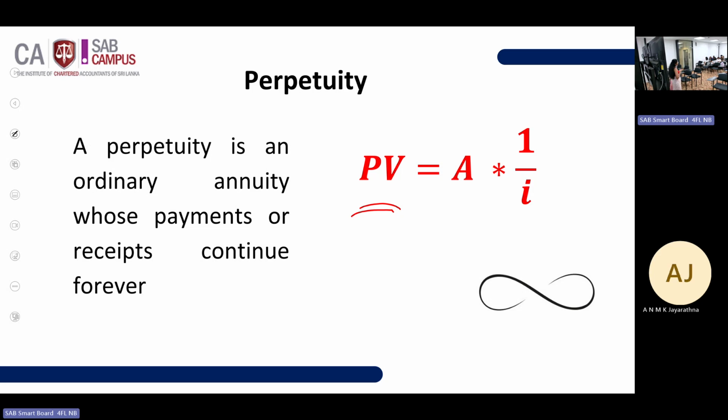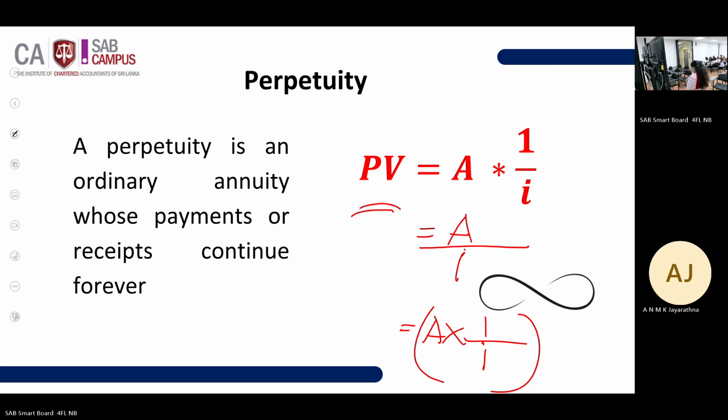Therefore, the only value that you can calculate is the present value. Because why? It doesn't have a future, right? So if it is a perpetuity, how can we calculate the present value? Annuity amount divided by the interest rate, or A multiplied by 1 divided by the interest rate, same. Perpetuity. Clear?